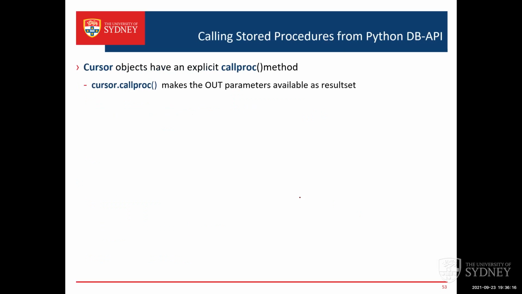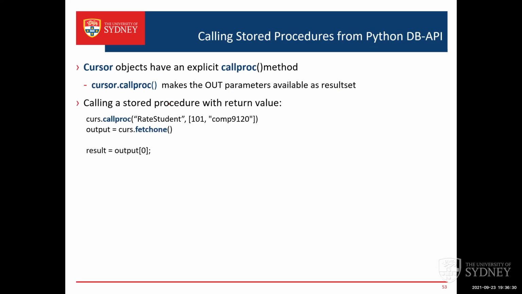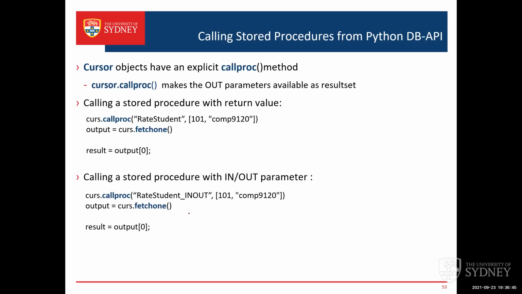In Python, we'll use cursor.callproc to call the procedure, and the output parameter will be available in the result set. If we have a procedure which returns a value, that's what you can do, passing these two parameters, 101 and this unit of study code, and fetchone will give you only one output. With in and out parameters, you can have more than one. So 101, COMP 9120, everything is the same. Now, since this one is an in and out parameter, we will get the output there as well.